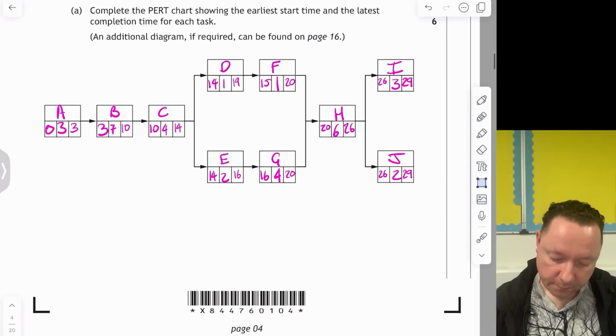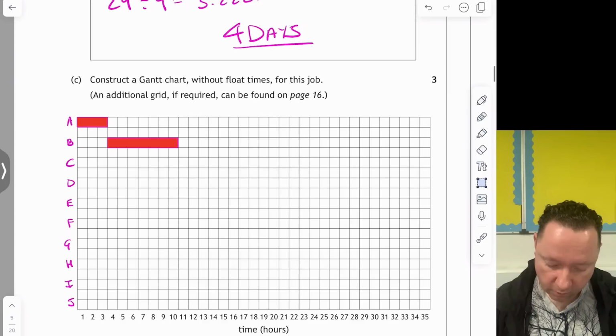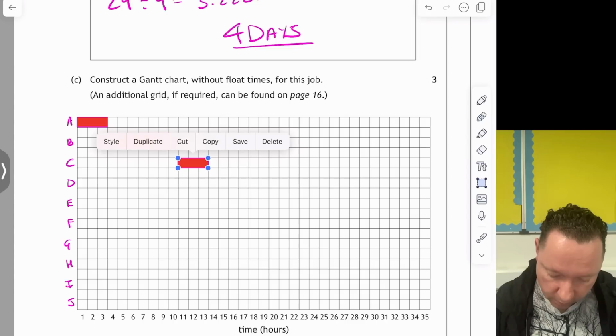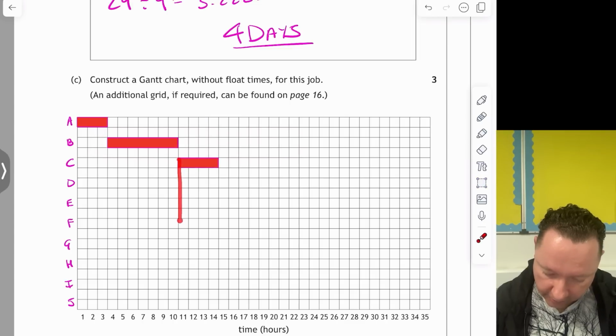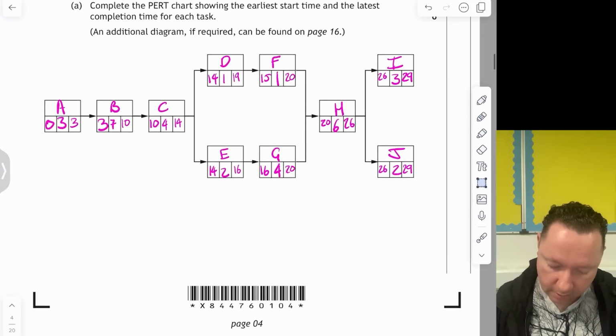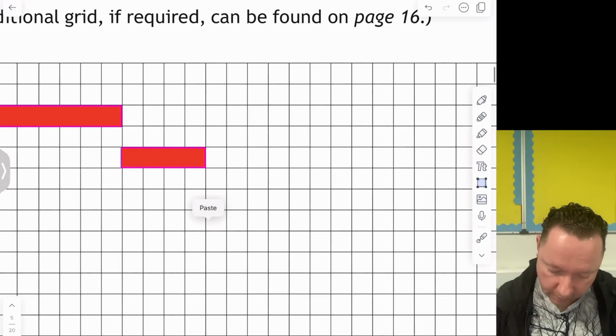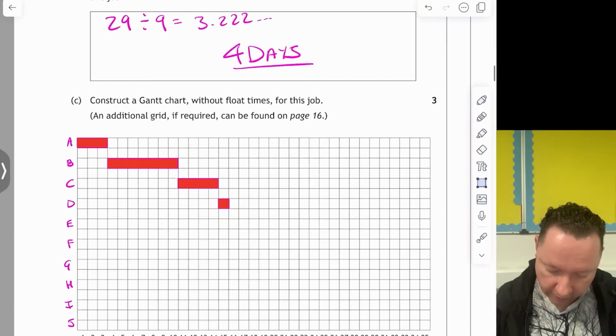Okay, C starts at 10 and takes 4 hours. So after 10, 1, 2, 3, 4. And double check anytime I want. There we go. Yep, 10 and 4. Okay, D starts at 14 and takes 1. So I know that this is 14. I have to take 1. So there we go there.